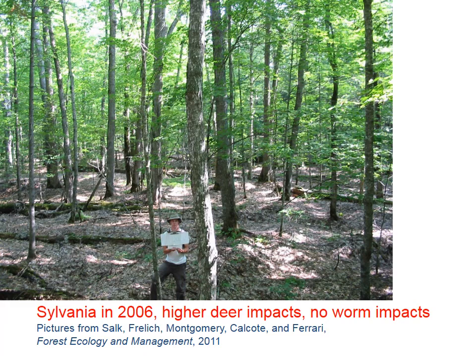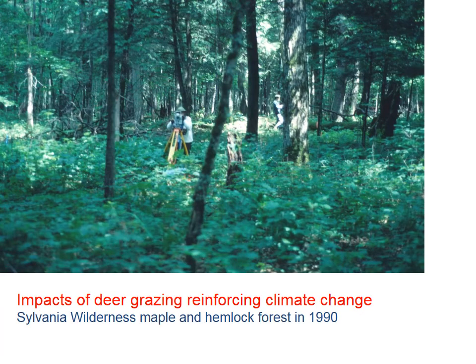Here's an example, Sylvania Wilderness in 2006 with high deer impacts. No earthworms in this case, but the deer have eaten all of the seedlings. And here it was before the deer had eaten all the seedlings. This is 20 years earlier. So actually a combination of drought making the seedlings grow more slowly so that the deer could eat them faster than they can grow led to the loss of that regeneration layer in the forest. So we're seeing some early signs here in the Midwest of these changes.